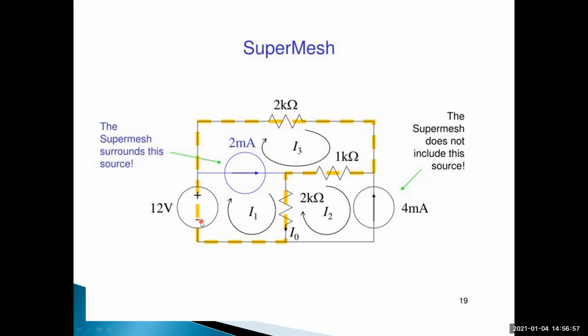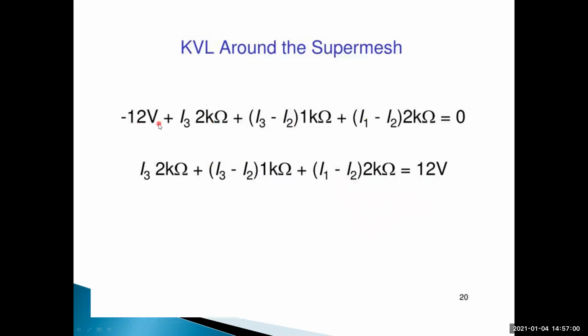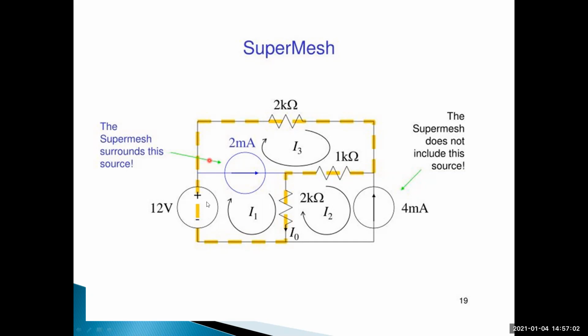So minus 12, entering at the minus terminal, that's why minus 12. And then coming here in the super mesh, here I3 now. This 2 kilo ohm resistor interacts with only I3. Understood? Only I3, not interlinking with I1 and I2. So that's why minus 12 plus 2k into I3. 2k into I3, try to remember.